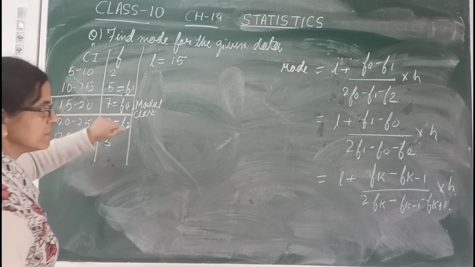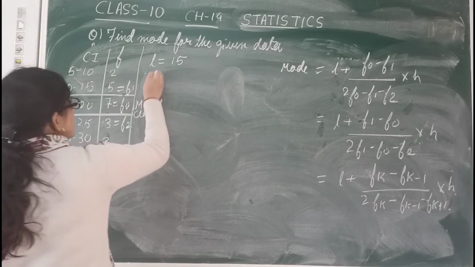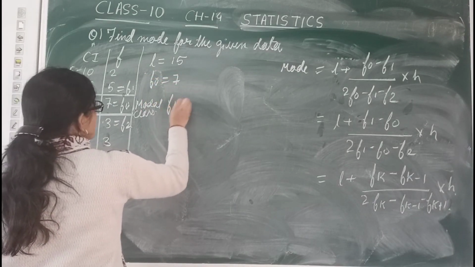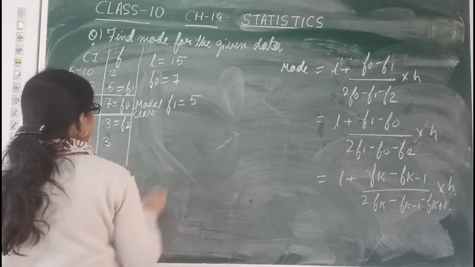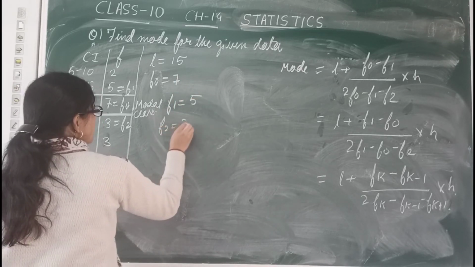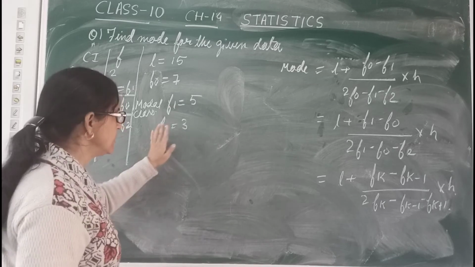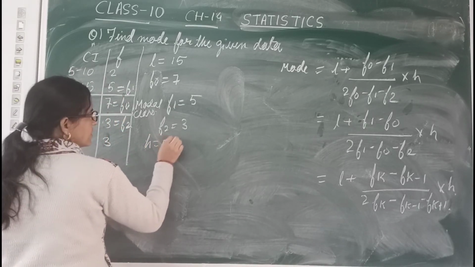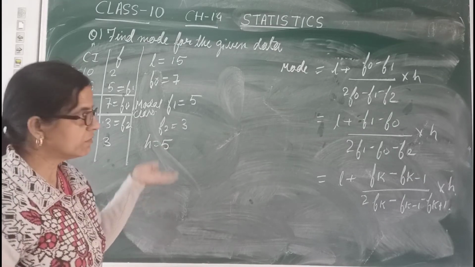L is 50, lower limit of the modal class. F0 equals frequency of the modal class, that is 7. F1 equals frequency before the modal class, that is 5. F2 equals frequency after the modal class, that is 3. This we have written. And h equals width of the modal class, which is 5. Now we only have to put these in the formula.